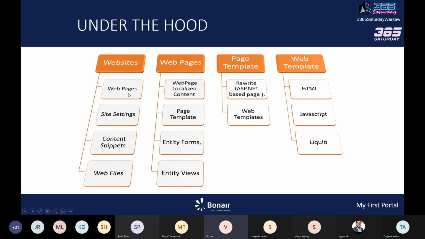Web page is where portals will store content of the page along with information about entity forms and so on and so forth, permissions as well. Site settings is where you configure portals, different settings. You can configure authentication providers through site settings. You can configure the number of records that you want to come back on a grid through site settings. You can configure whether or not you want to allow local authentication to portals through site settings, so on and so forth.